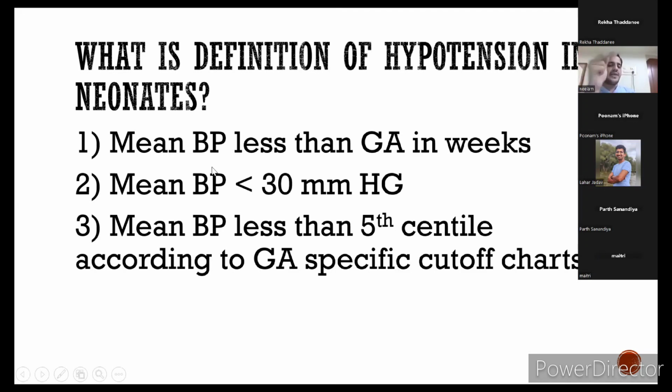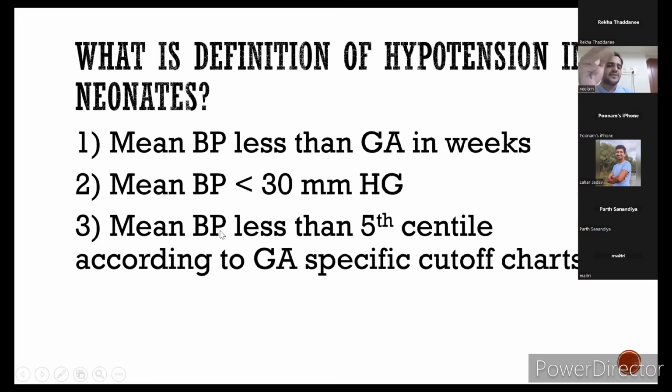The second definition, which is more commonly used, is that irrespective of the gestational age, any mean BP which is less than 30 mmHg should be treated as hypotension. Why? Because some of the studies claim that the autoregulation I was talking about initially fails at a mean BP of less than 30. So as soon as your mean BP goes below 30, your brain circulation and other circulation to the vital organs starts getting compromised. So that is the second thing.